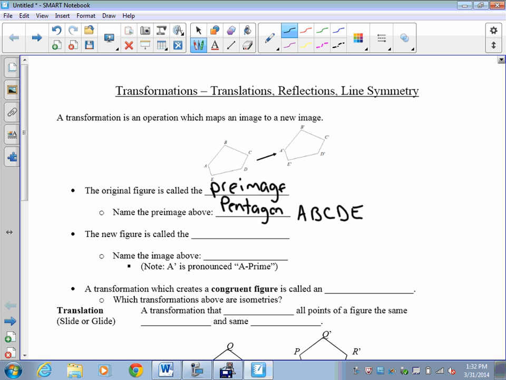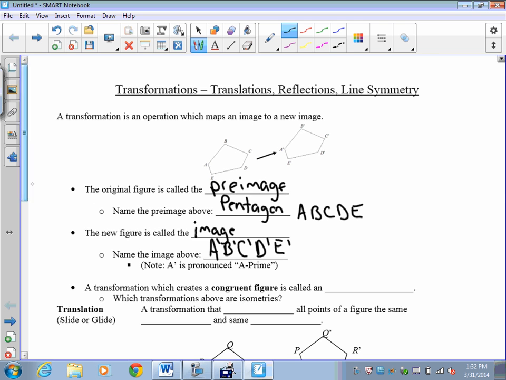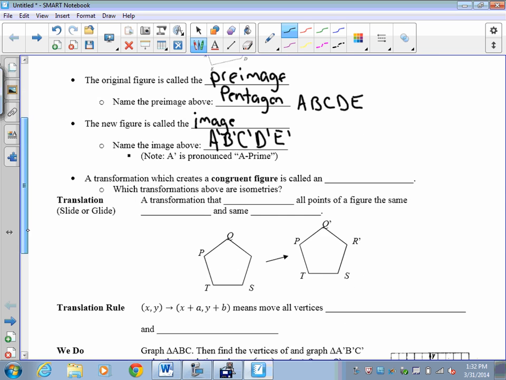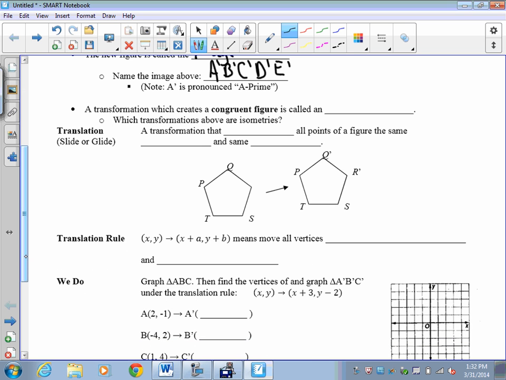The new figure is called an image. It's not a post image, it's just called an image. And the image above, we would have to name A prime, B prime, C prime, D prime, E prime. Those apostrophes are pronounced prime. So that should give you a quick idea of what a pre-image and an image is. And a transformation which creates a congruent figure is called an isometry.